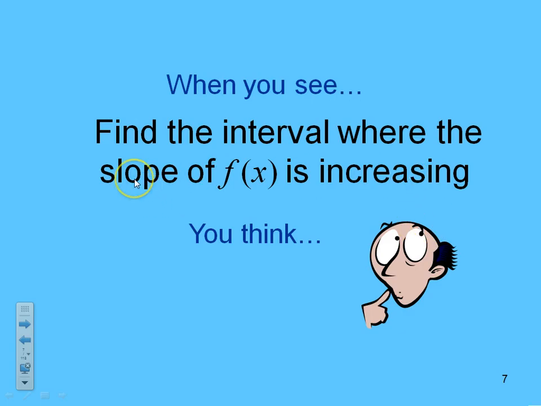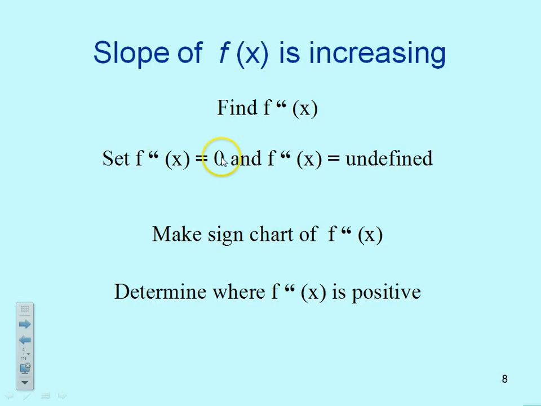Okay, hold on. This is a tricky one. What if they ask me for where the slope is increasing, or an application problem, where the rate is increasing? F what? F double prime. I need to look at the F double prime. Same drill. Sign chart, where it's positive.